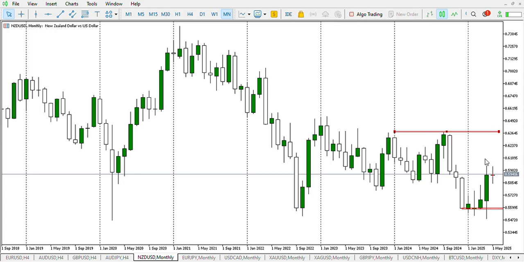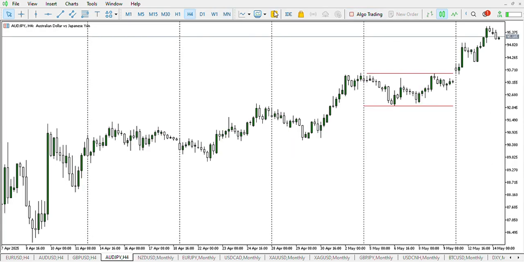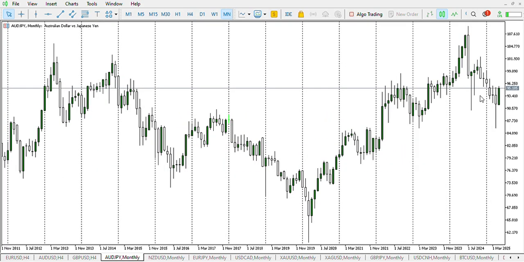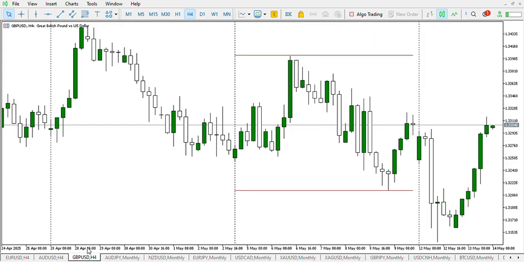But currently, price is in an uptrend. On AUD JPY, we don't have a sell candle at the low, so we ignore this. Preferably, we want a sell candle at the low.